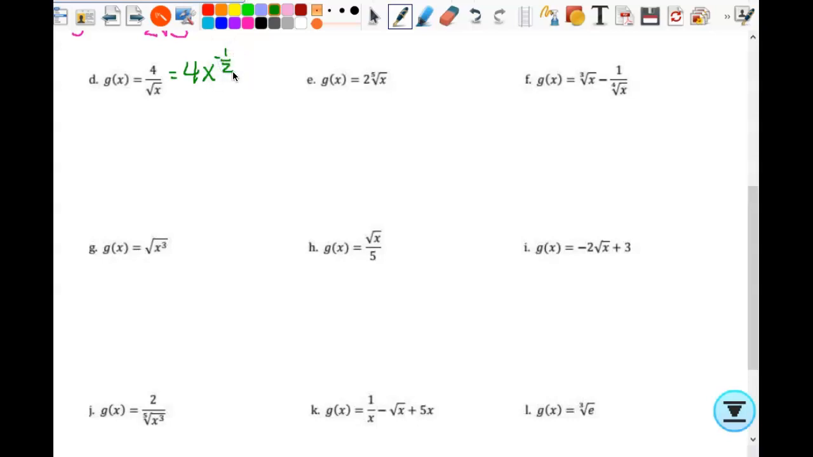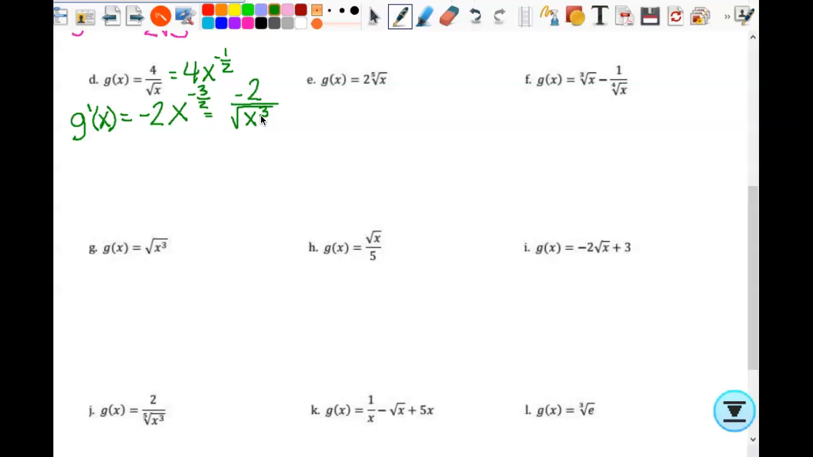Yes? Okay. So then my g prime of x is equal to, I do negative 1/2 times 4, that's a negative 2, times x to the what? Negative 3/2, right? Okay, so then when I simplify that, that's going to become negative 2 in the numerator. Since I have a negative exponent, that x drops to the denominator. Is it a cube root or a square root? The square root of x to what? To the third power, okay?